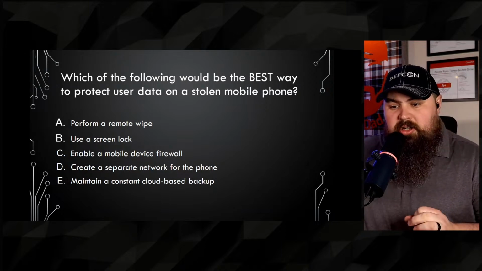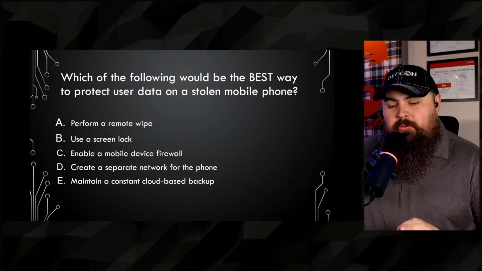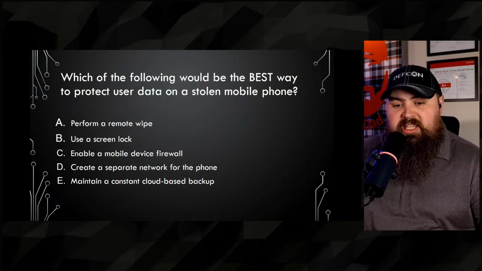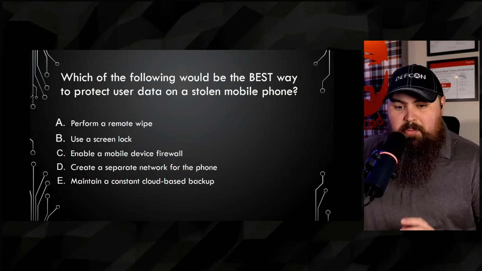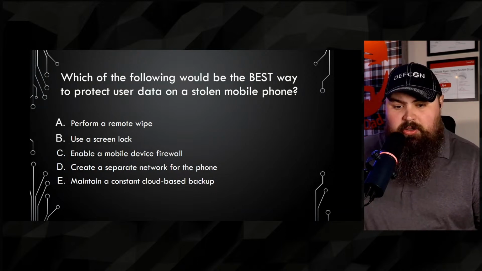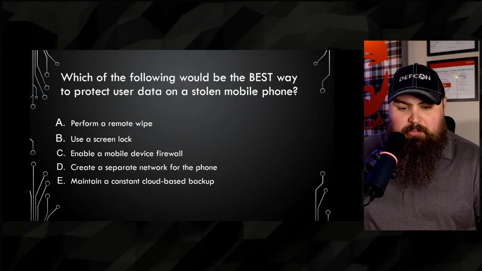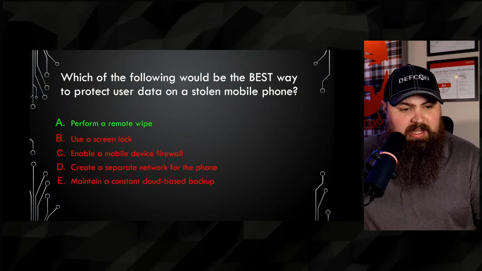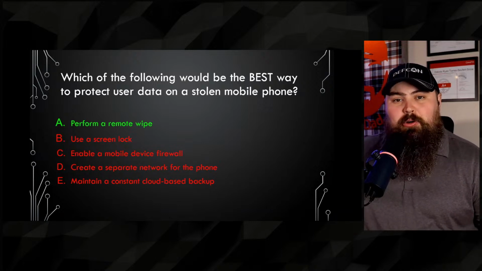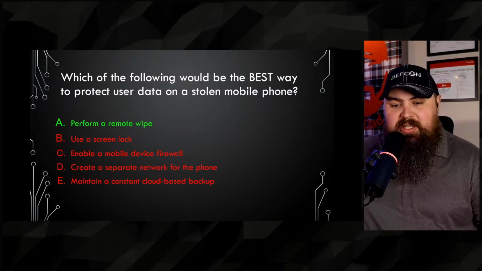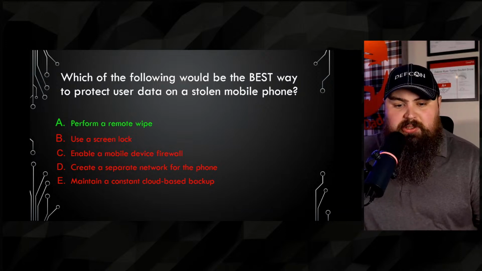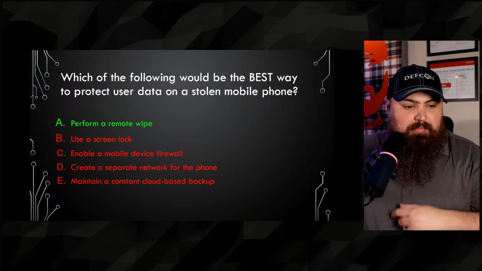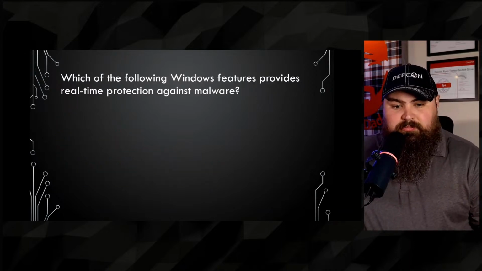So there is possibly more than one right answer. But CompTIA in this situation would want the best answer, the best way to protect your phone. And since it's not multiple choice, we're going to look for just one. And the correct answer is A, perform a remote wipe. That would definitely be the best way to protect your data on a stolen phone. So, moving on to our next question.